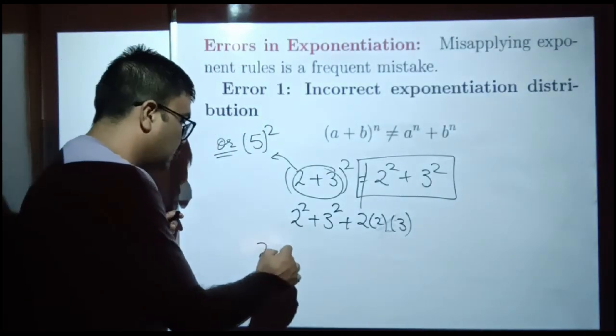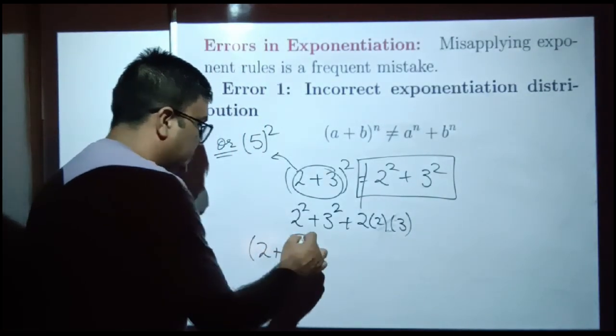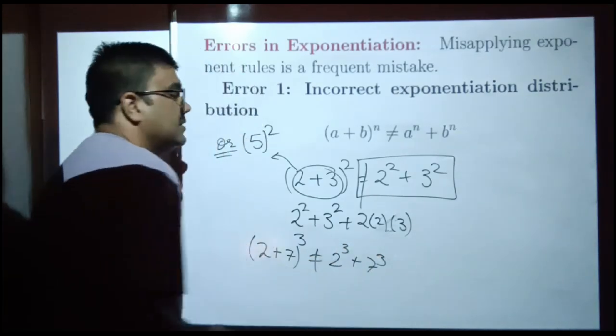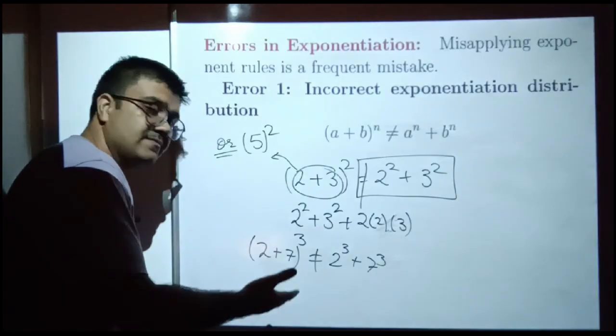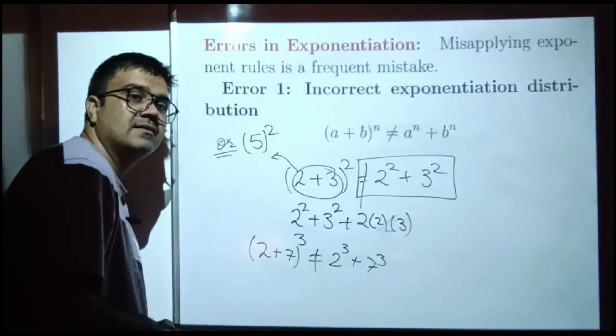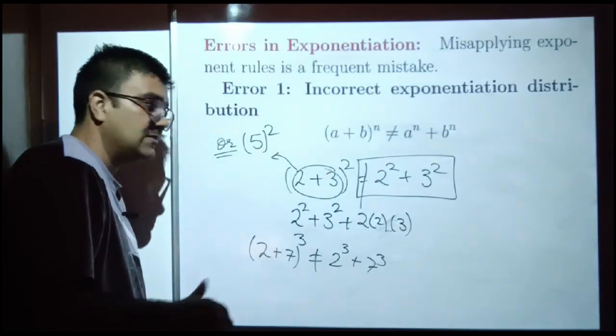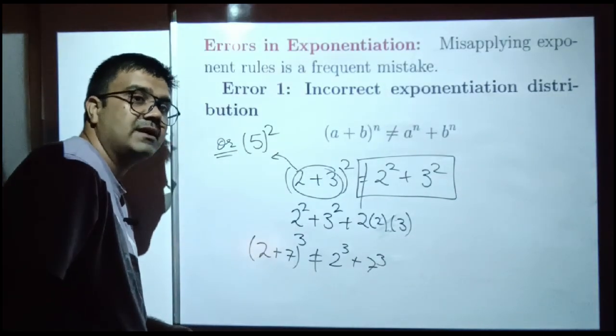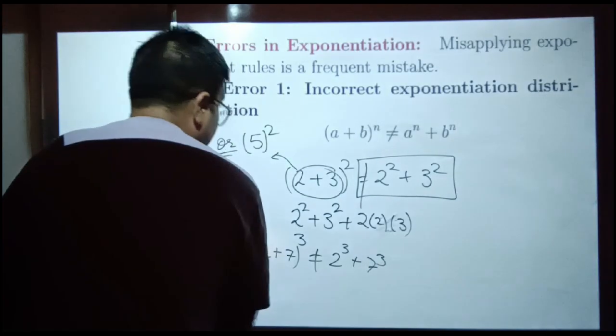So note that you are not supposed to do this. Suppose I am talking about 2 plus 7 whole raised to the power 3. It is not equal to 2 raised to the power 3 plus 7 raised to the power 3. This is a common mistake that leads to errors in the answer. So keep this in mind.